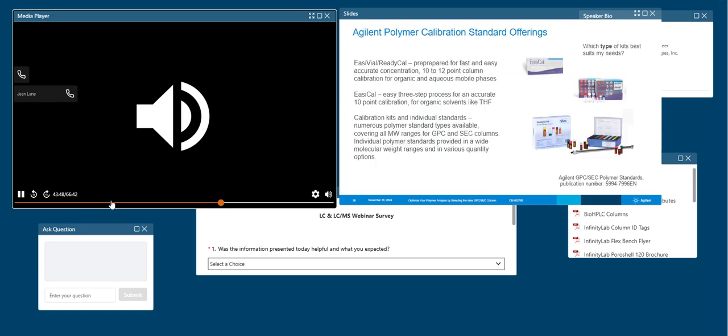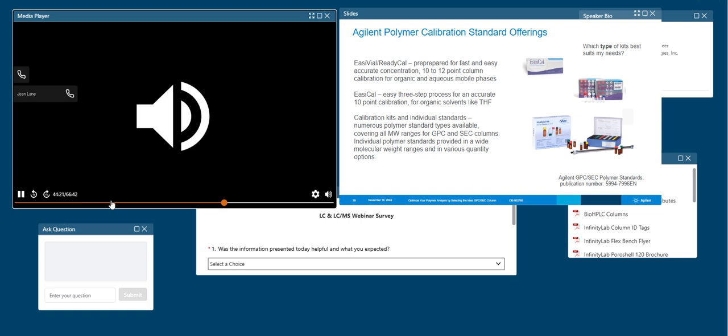What type of polymer standards are available? In Agilent's standard portfolio, there are a number of different formats that you might find. EasiVial or ready calibration kits. These kits are supplied as 10 to 12 different molecular weight standards per kit. There's a known amount of standard supplied. You add a certain volume of solvent to the colored vials for fast and easy preparation for an accurate concentration. You make 3 injections from the vials for a fast and easy 12-point calibration of your column.